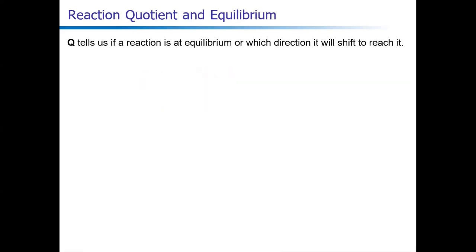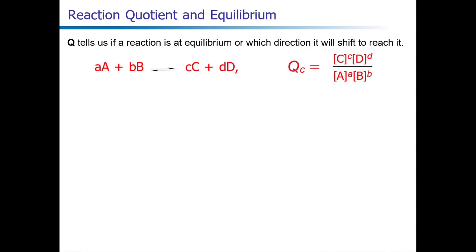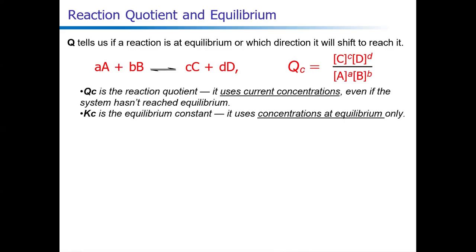Let's now talk about the reaction quotient, Q, a tool to help us predict if a reaction will shift to the left or the right to reach equilibrium. Let's start with a generally balanced equation, where aA plus bB is reversibly reacting to cC plus dD. Just like equilibrium constants, we set up a ratio of products to reactant concentrations raised to the stoichiometric coefficients. But here the key difference is Qc uses the current concentrations, even if the reaction hasn't yet reached equilibrium. Kc uses concentrations only at equilibrium. This means that Qc acts like a snapshot. It tells us where the system is right now and whether it needs to shift to reach equilibrium.